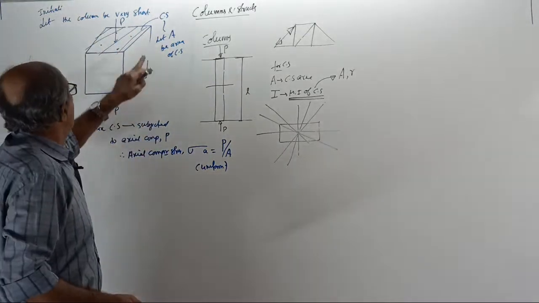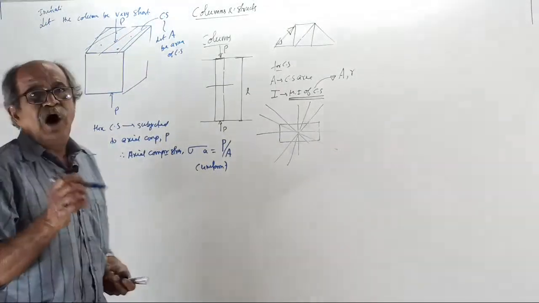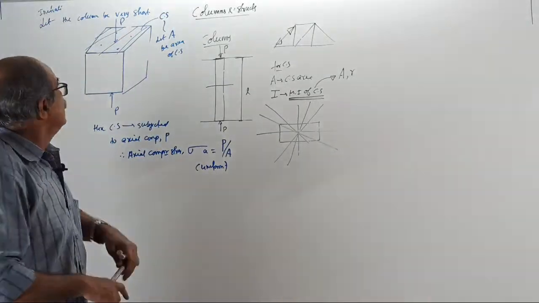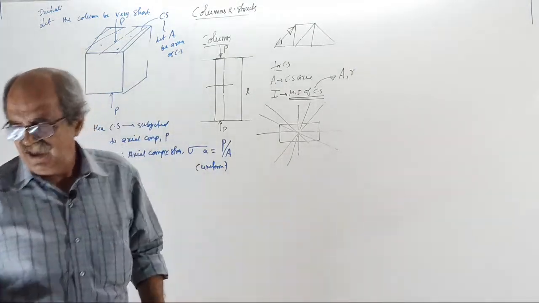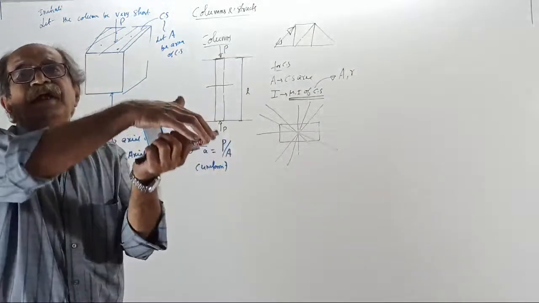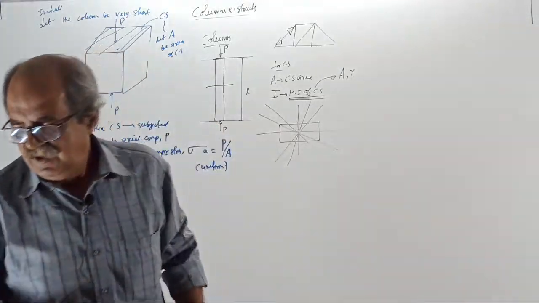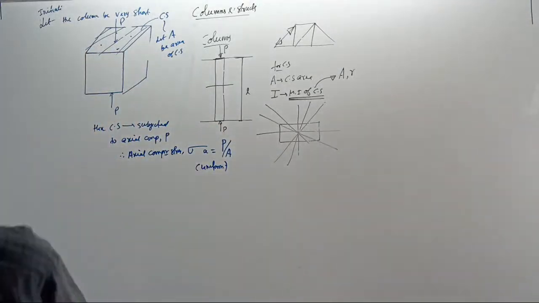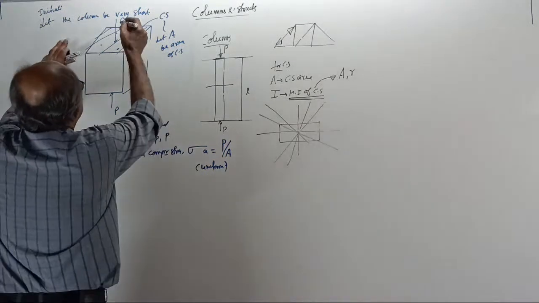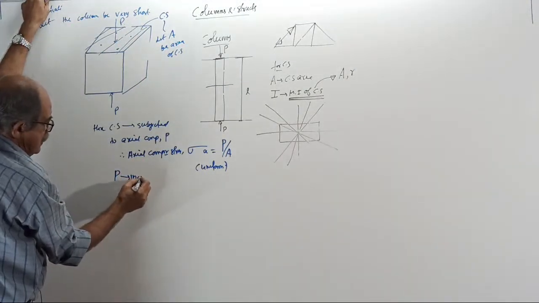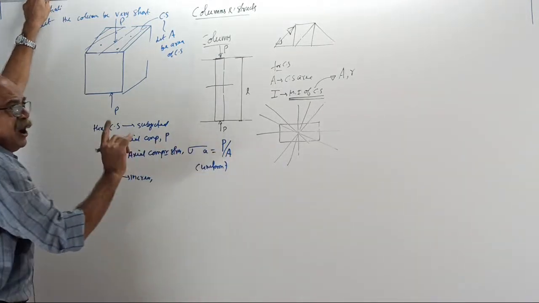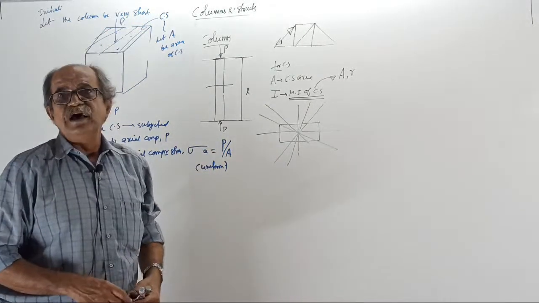Now you should write all the statements after the class. Imagine right now the column is safe. See here, right now no problem. It is taking the load. Now, if you increase the load, what will happen? As P increases, A will not change.